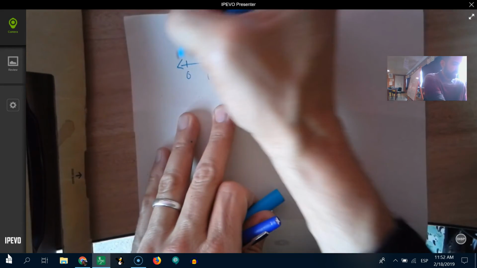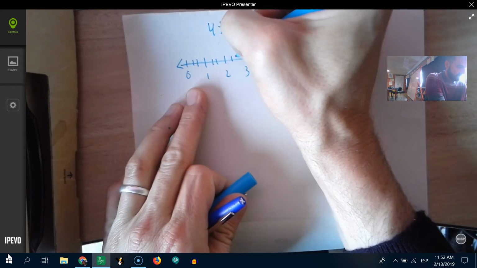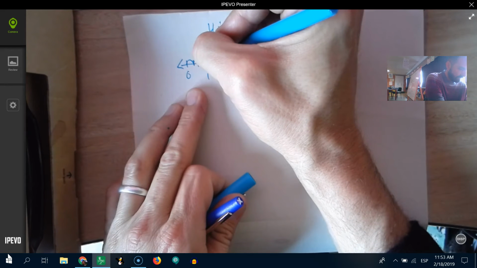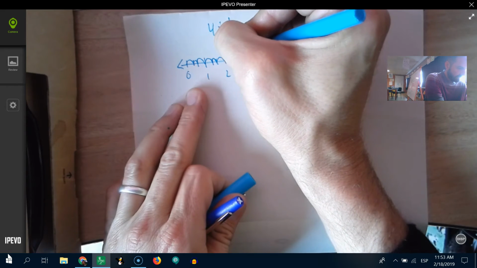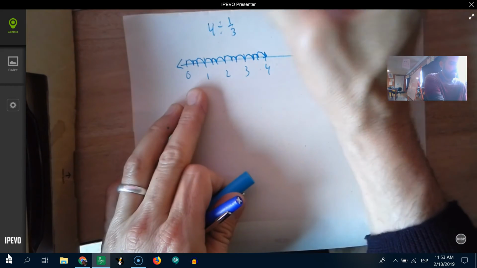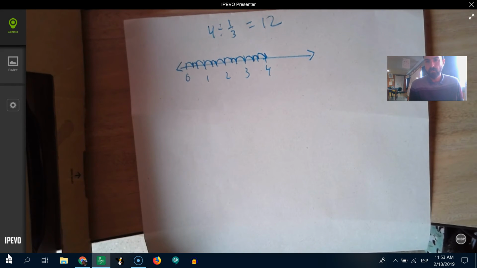What I want to do is I'm wanting to cut these into thirds. And then I count 1, 2, 3, 4, 5, 6, 7, 8, 9, 10, 11, 12. So there are a total of 12 1/3s in 4.